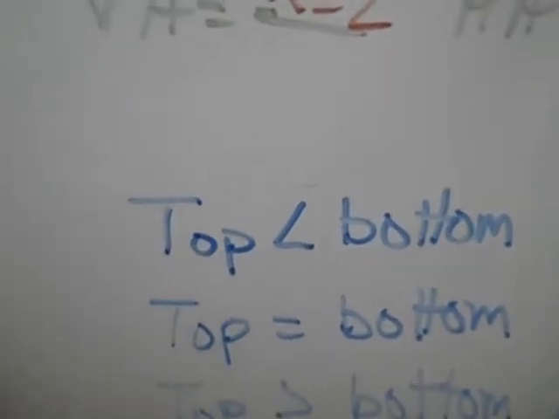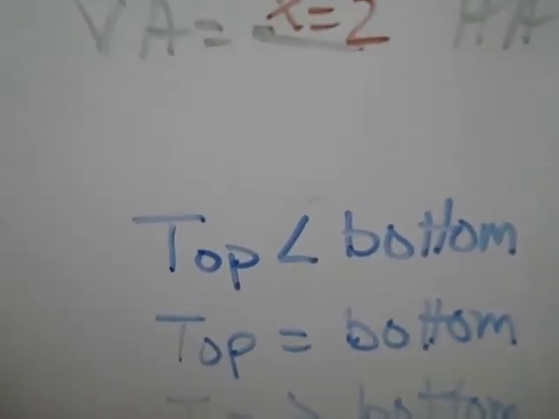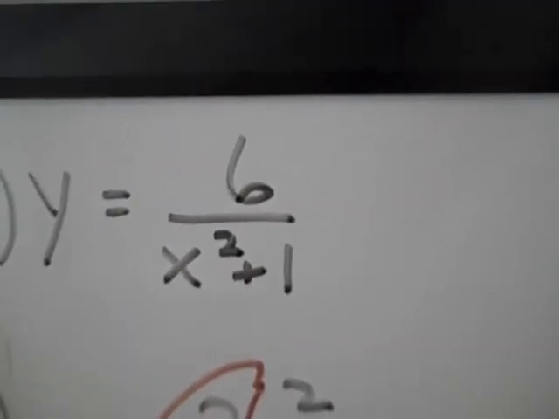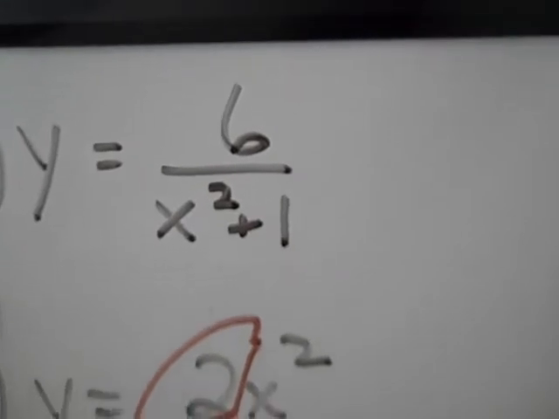Now, when we talk about top smaller than the bottom, we're talking about the degree. An example of that is up here. The degree of the top is 0. The degree of the bottom is 2. So the top is smaller than the bottom. This deals with just horizontal asymptotes. Just horizontal asymptotes. Y will equal 0.